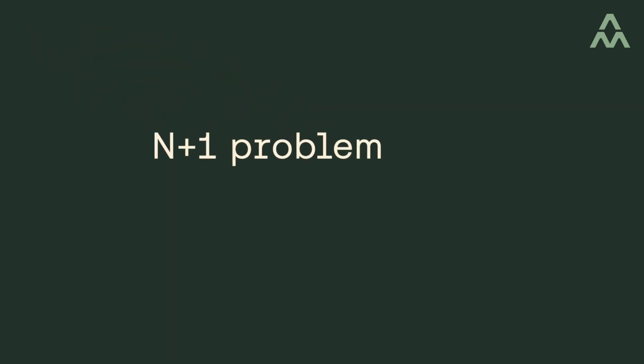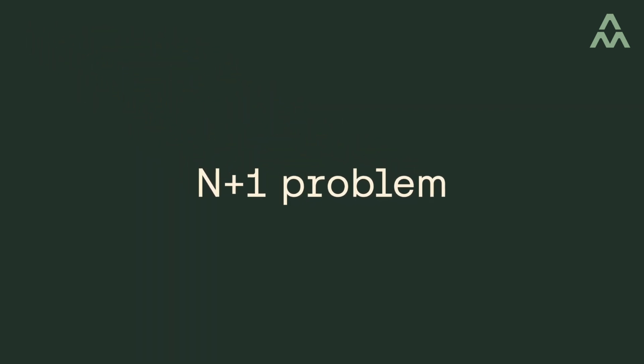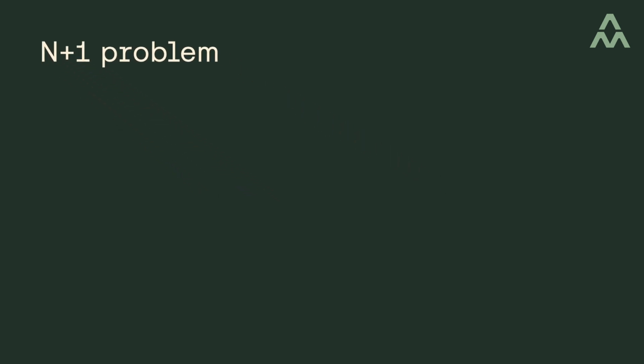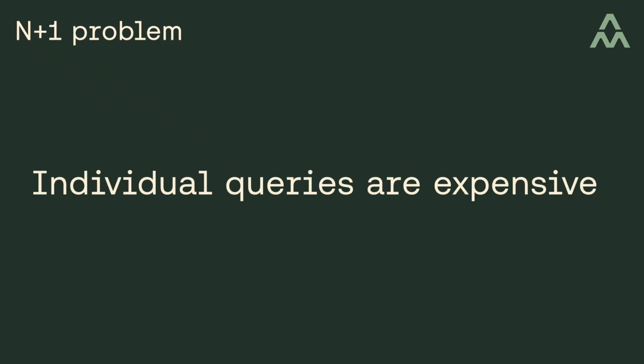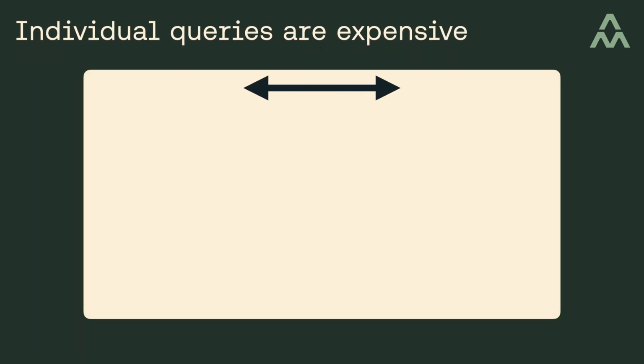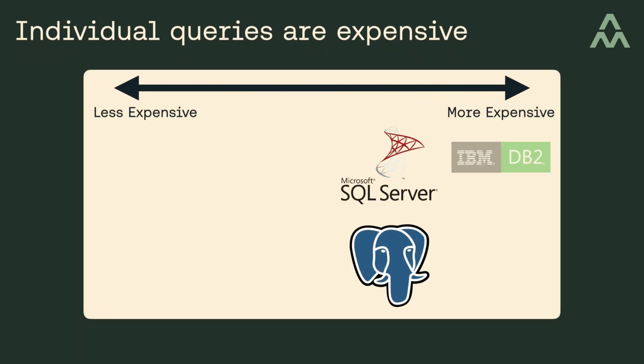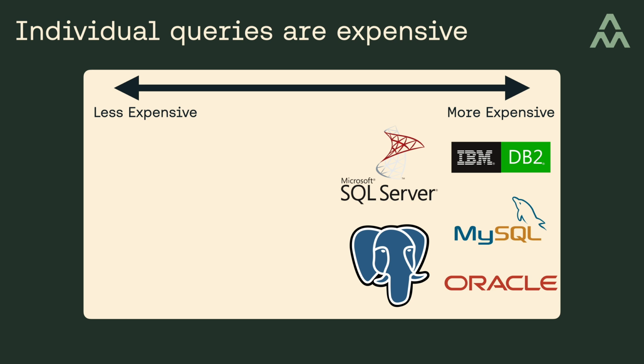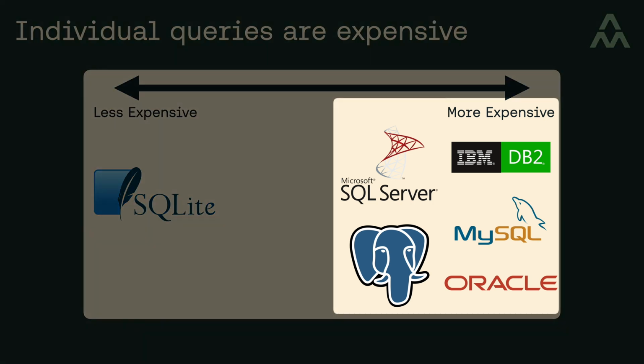Okay, I'm calling this a problem, but what exactly is the problem here? Well, the problem is that individual queries are relatively expensive because there's a certain amount of overhead for every query in pretty much all the popular databases, well, except for one, SQLite, but we'll talk more about SQLite in a moment here. So why are queries more expensive for these databases?